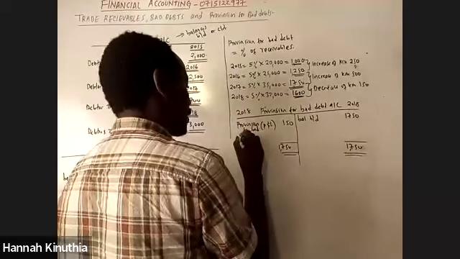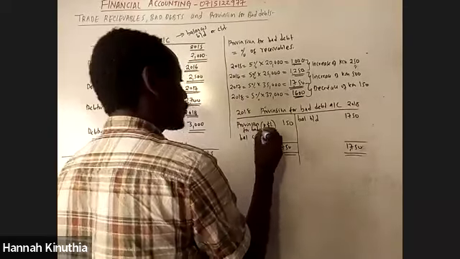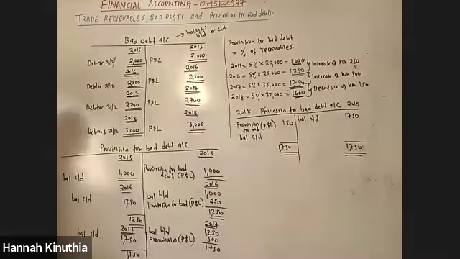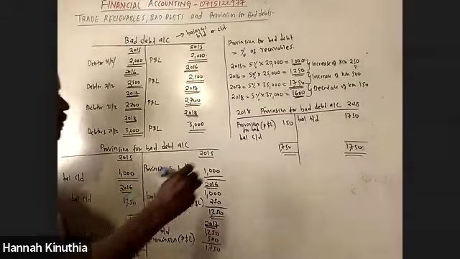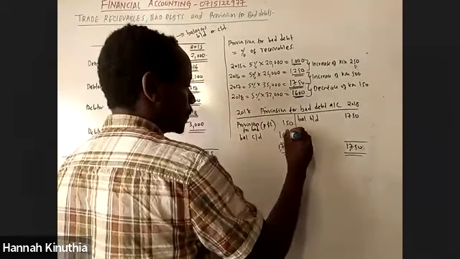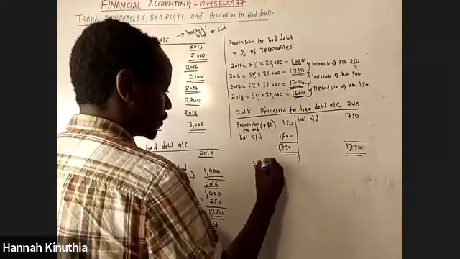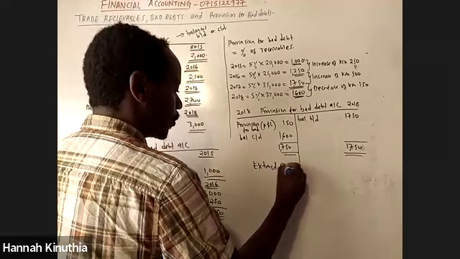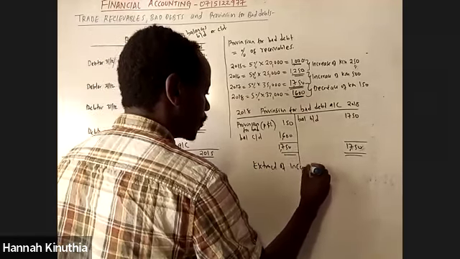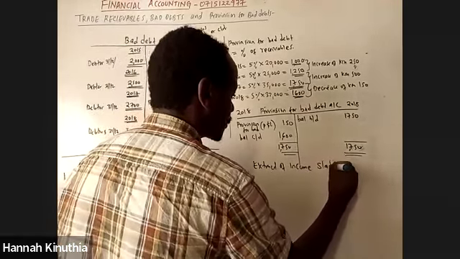1750. So what will be the balance carried down? Balance carried down? 1600. 1600. And then the last one, we do an extract of the income statement. Extract of income statement.